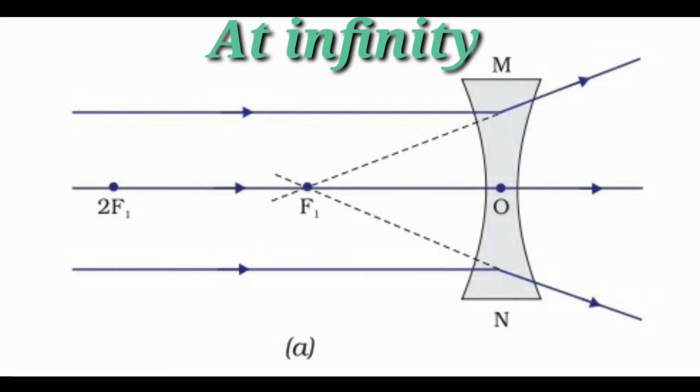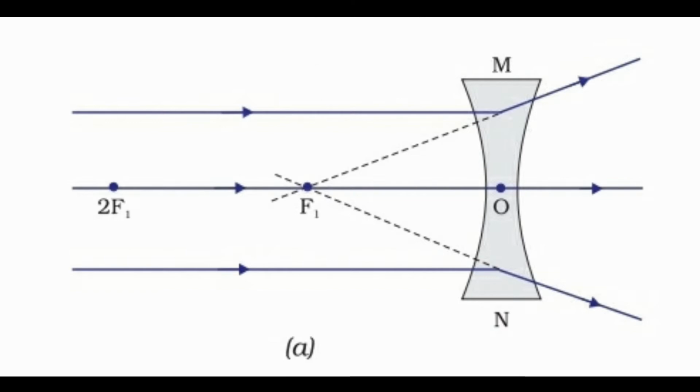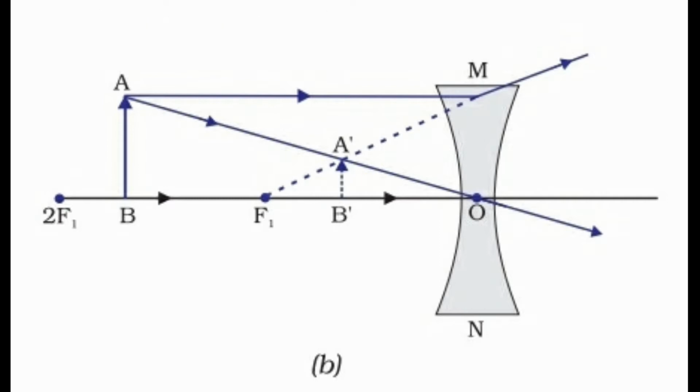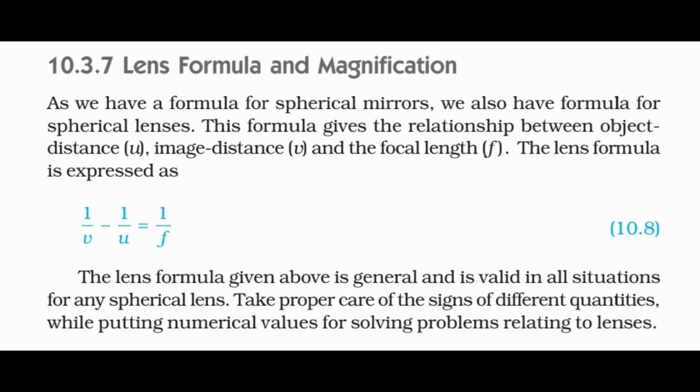Now it is clear from this ray diagram, when the object is at infinity, parallel light rays come from the object, parallel to the principal axis, and they appear to come from the focus, and the image is formed at the focus. When the object is placed between optical center and infinity, then the image will be formed between principal focus f1 and optical center O, and it is a diminished image, virtual and erect also.